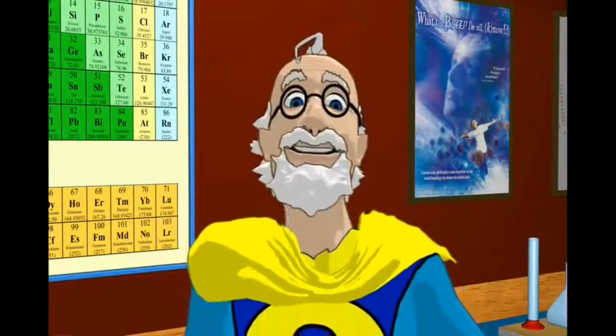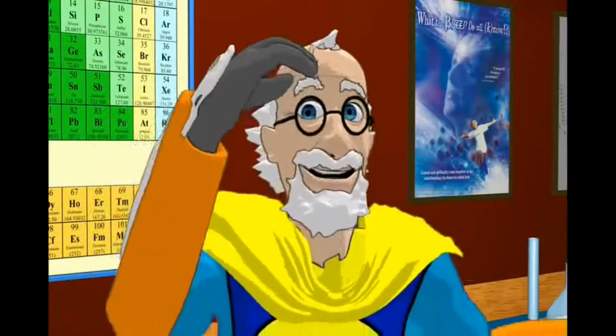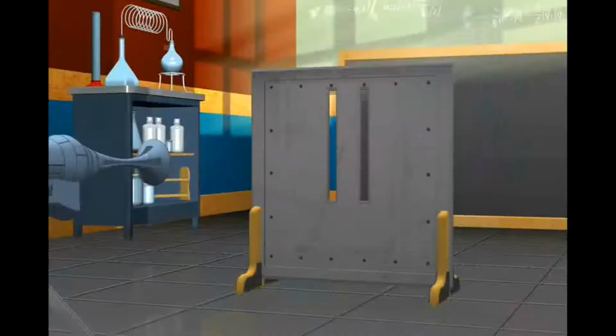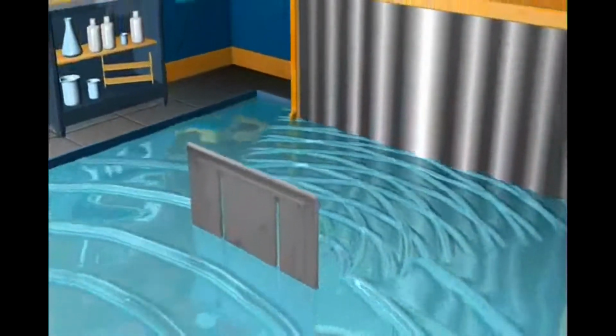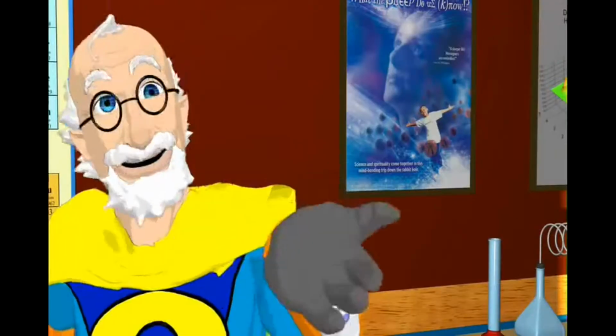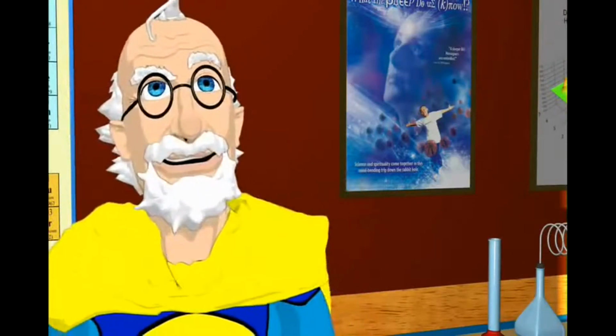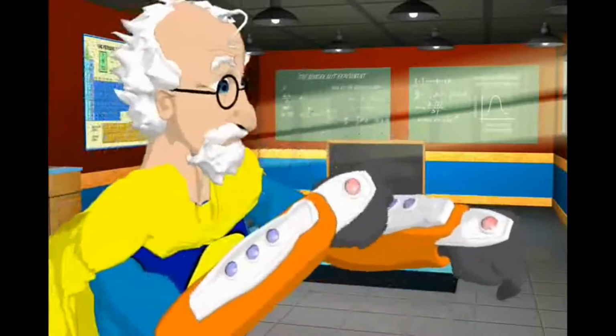So, when we throw things, that is, matter, through two slits, we get this, two bands of hits. And with waves, we get an interference pattern of many bands. Good so far. Now, let's go quantum.